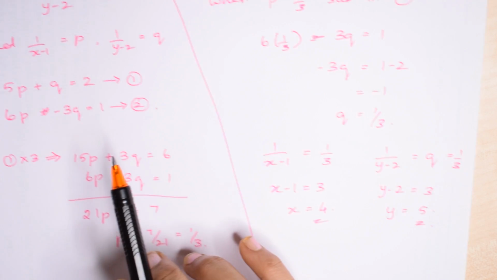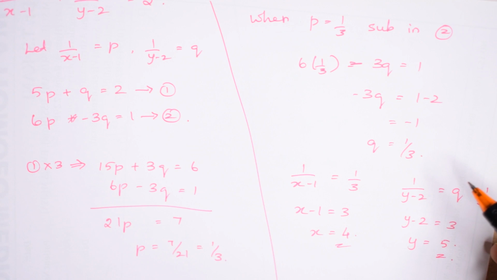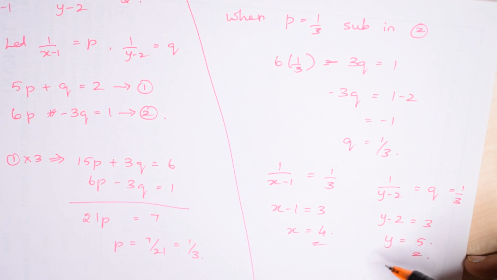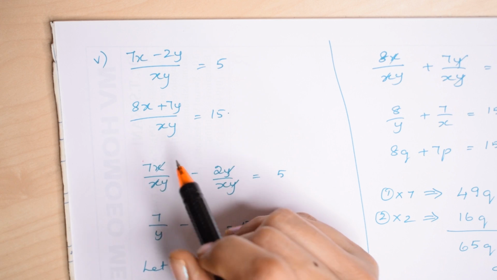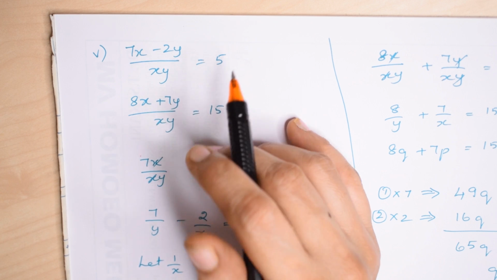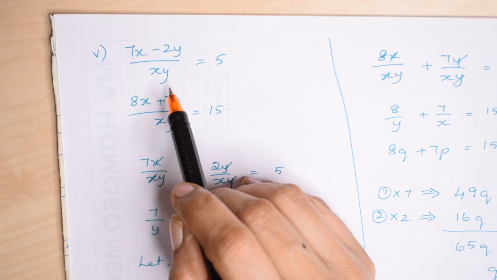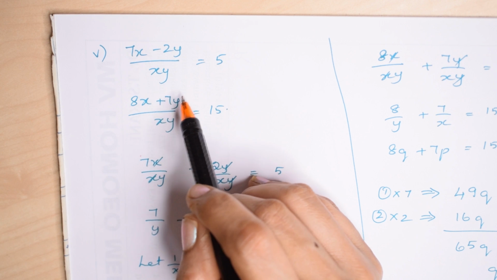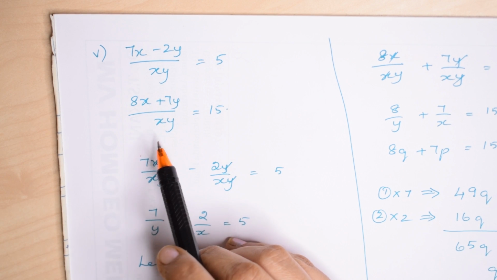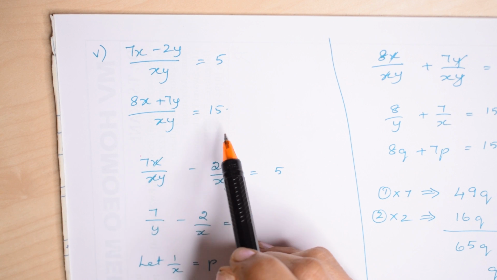Whatever I have substituted here, I am equating it to the answer and I am finding the value of x and y. The fifth sum, this is slightly different. Here they have xy in the denominator. Okay. 7x minus 2y by xy is equal to 5 and 8x plus 7y by xy is equal to 15.